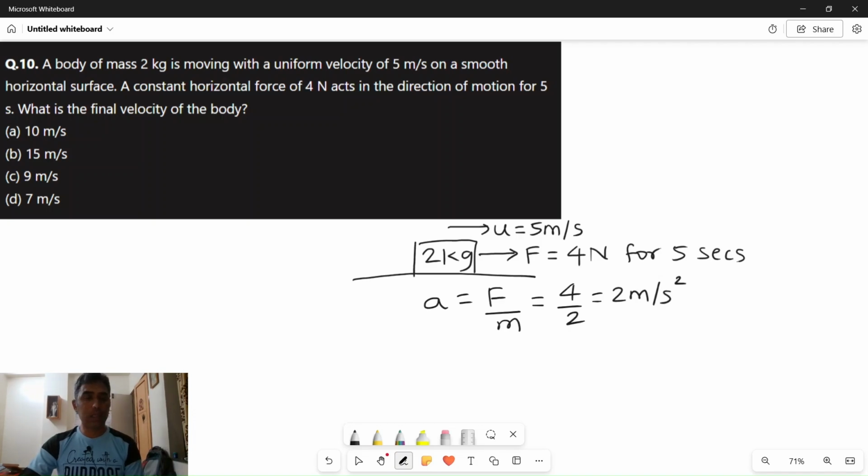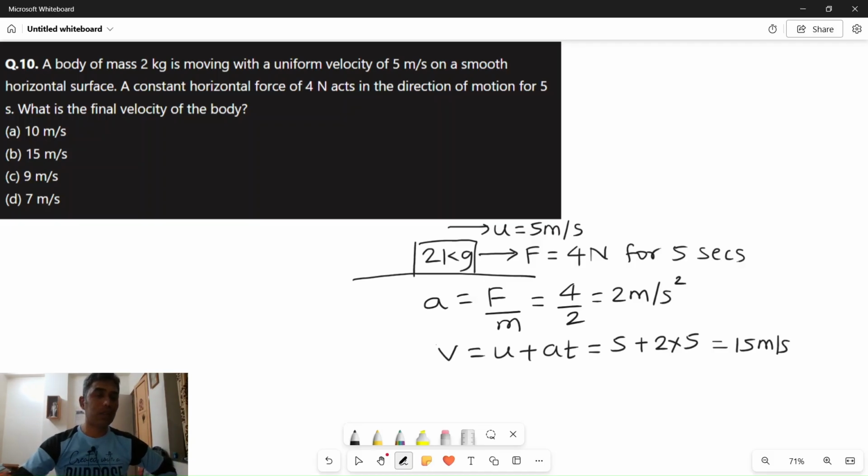Now what is asked here is the final velocity of the body. See, initial velocity u is 5, acceleration is 2 and time is 5 seconds. So final velocity v is equal to u plus at, which gives us 5 plus 2 into 5, that is 5 plus 10, that is 15 meters per second. This is the final velocity of the body. If you look at the options, we have the second option.